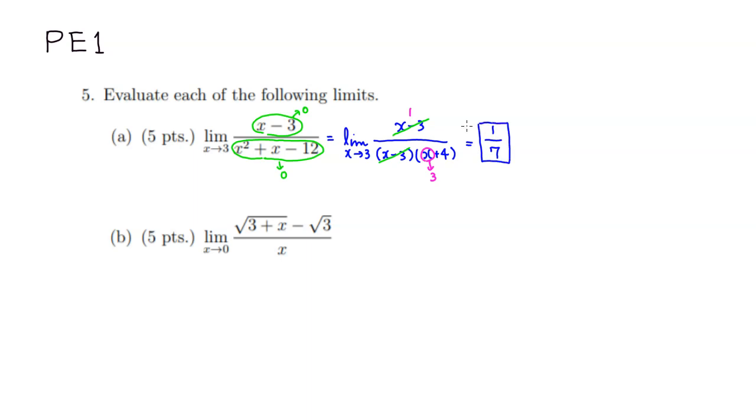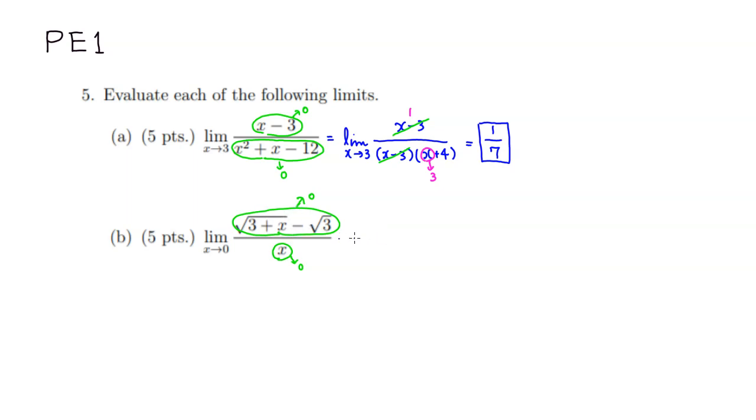All right, and part B is kind of similar. If you plug in x equals 0, you can see that the denominator goes to 0. And if you put 0 for x on top, you have the square root of 3 minus the square root of 3. Of course, the numerator is going to go to 0 as well. This one is a little tricky to find the common factor. The common factor will be x, but we do not see x on top very clearly.